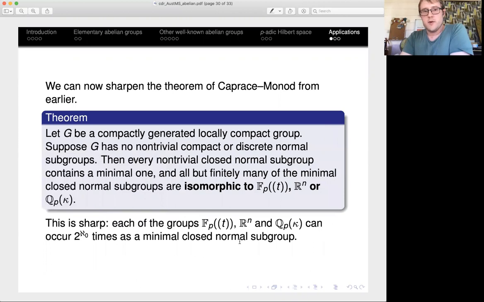And just to finish, we can now sharpen some of these theorems from the introduction. So if we have a compactly generated locally compact group with no non-trivial compact or discrete normal subgroups, then all but finitely many of the minimal closed normal subgroups are F_p((t)), R to the n, or QP kappa, because these are the only abelian chief factors that are not compact or discrete. And you can actually get each of these to occur 2 to the aleph naught times. So this is sharp.